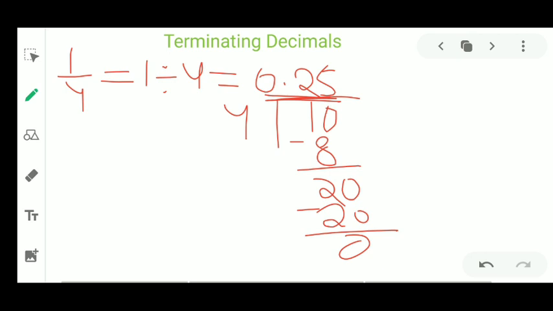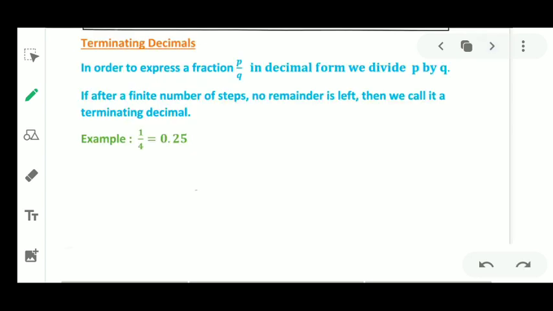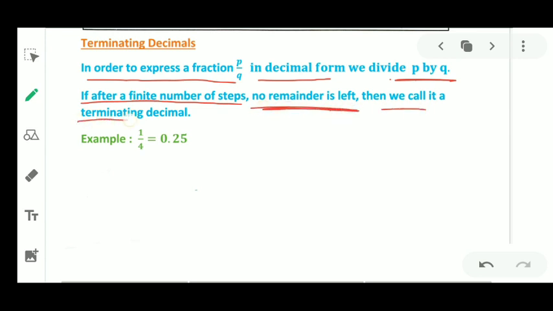So when I divide 1 by 4, we get 0.25 and no remainder is left. The remainder is 0. So what is the definition of terminating decimal? In order to express a fraction p by q in decimal form, we divide p by q. If after a finite number of steps no remainder is left, then we call it a terminating decimal. For example, 1 by 4 equals 0.25, and as no remainder is left, we call 1 by 4 a terminating decimal. Clear?